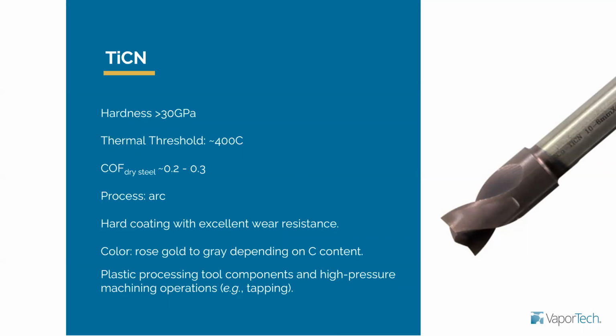It tends to change color anyway from rose gold to gray. In most cases, really not an issue, or not something you look for. It's just general information, and it can be used in machining operations where you have high pressure. For instance, tapping. Tapping is the operation where we create threads, and it's a slow operation most of the time, and it creates a lot of pressure on the teeth of the tool. So this is one of the types of coatings that works in that particular application. Plastic processing as well is another one.